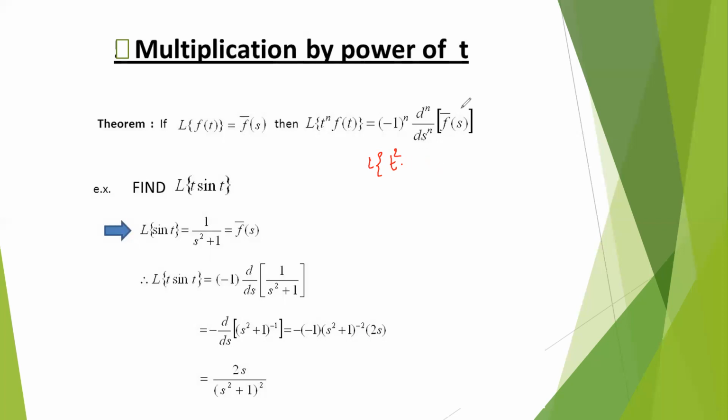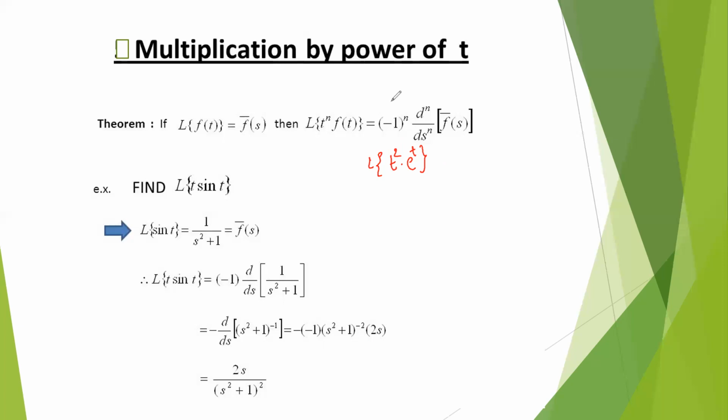Otherwise, t square into e power t. Okay, so Laplace transformation of t square into e power t. Here, if you observe this t square, we need to go with the 2 times differentiation of f bar of s. So to find out this f bar of s, first we need to find out what is f bar of s.